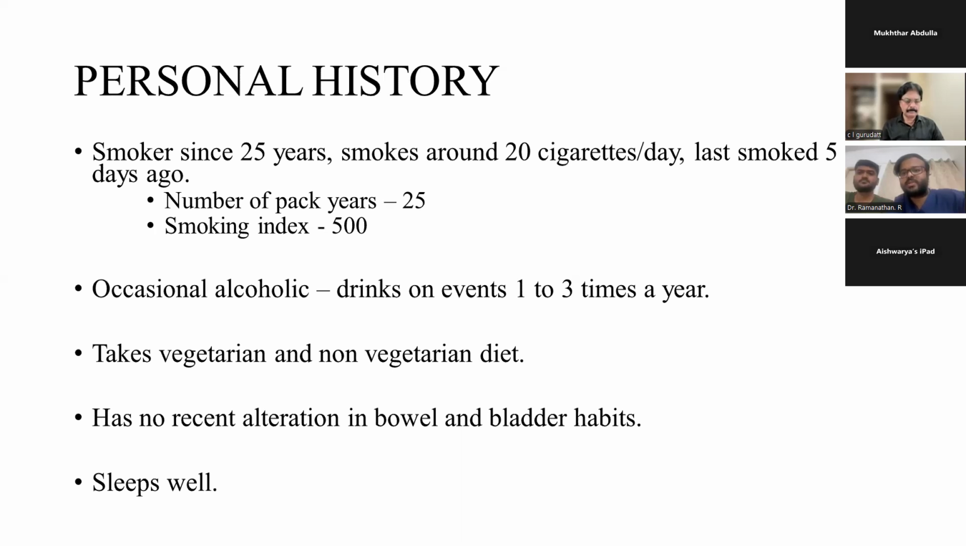Personal history: patient is a smoker since the past 25 years and smokes around 20 cigarettes per day. Last smoked 5 days ago. So the number of pack years is 25 and the smoking index is 500. Patient is an occasional alcoholic, drinks on events 1 to 3 times a year, moderate in quantity. Takes a vegetarian and non-vegetarian diet, has no history of recent alteration in bowel and bladder habits. Patient sleeps quite well.